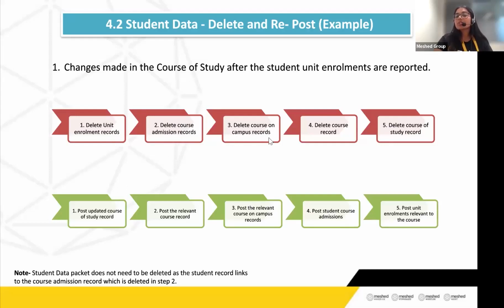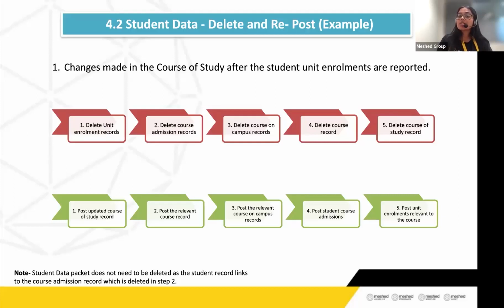You can delete the course on campus, delete course, and delete course of study. So we work our way bottom up, and we delete anything that we have reported for unit enrollments and work our deletions up to course of study. What it does is unlink everything, and you can delete the course of study because the change has been made in course of study.